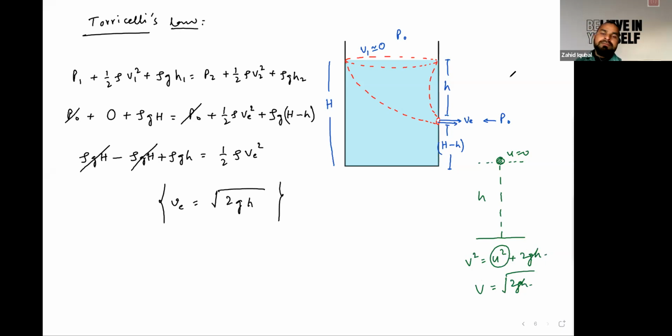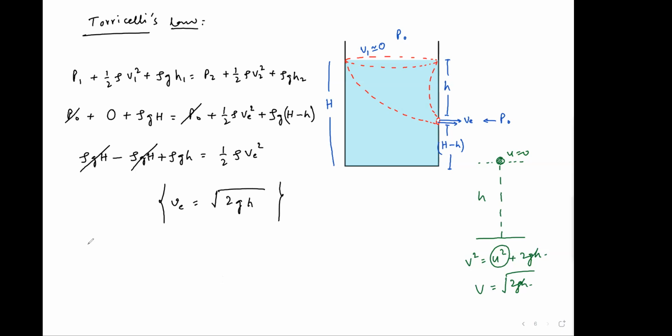So we may call liquid falling through height h will attain same velocity as if a freely falling body under the effect of gravity. Hence we can say liquid in a tank falling through height h will attain same velocity. Yes, sir. So this is also called equation of efflux.